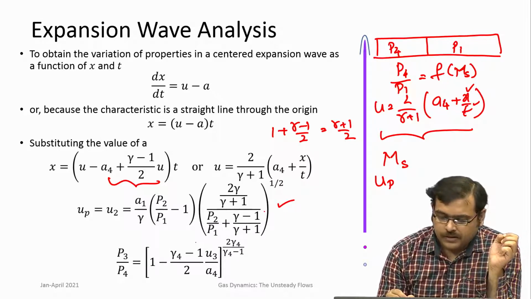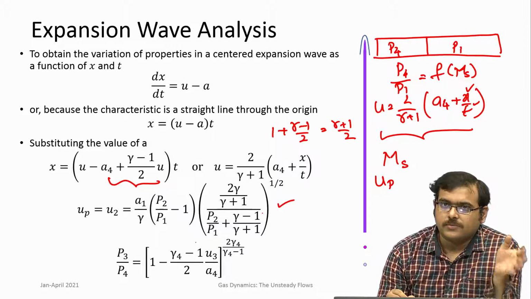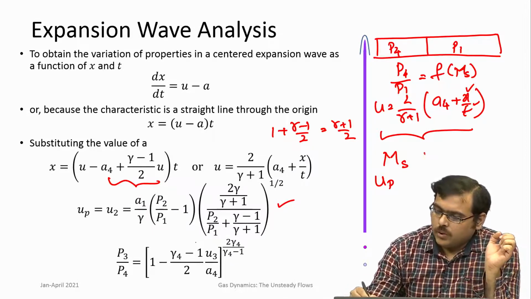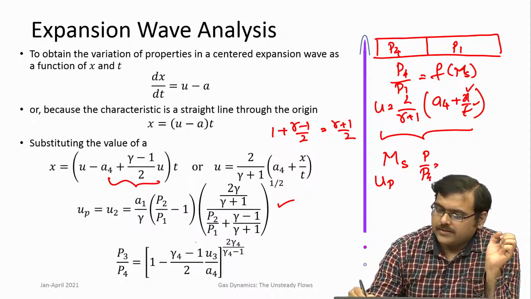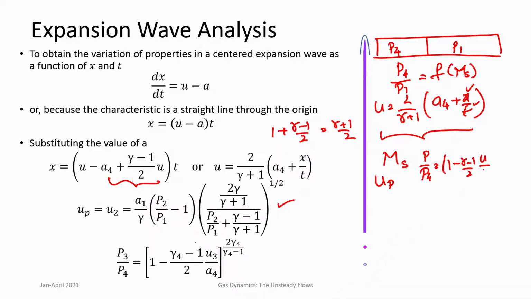Now, from the expansion wave analysis, we know that P by P4 is (1 minus (gamma minus 1) by 2 times u by a4) to the power 2 gamma by gamma minus 1.